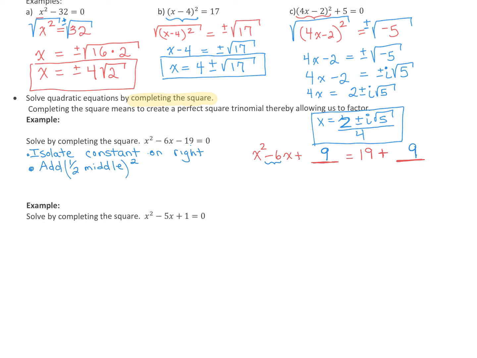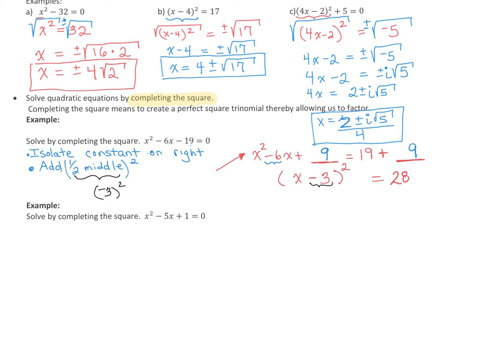We're almost done. On the right-hand side, 19 plus 9 is going to give us 28. On the left-hand side, we just made this into a perfect square trinomial. And if we factor it, we're going to get x minus 3 quantity squared. So don't think too hard on this. Half of the middle term in this case was -3, and that's why we have a -3 here.